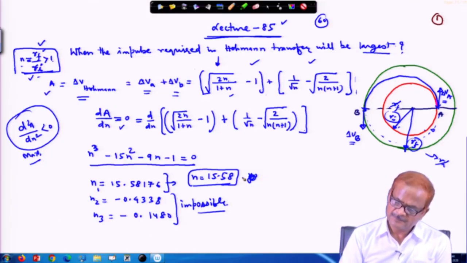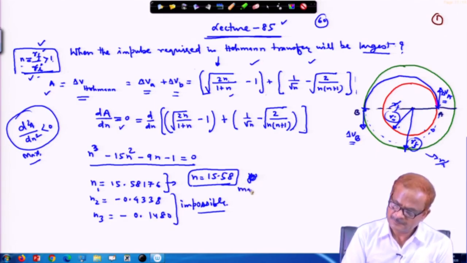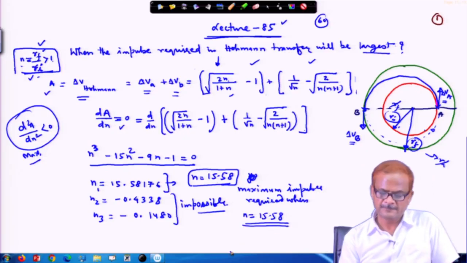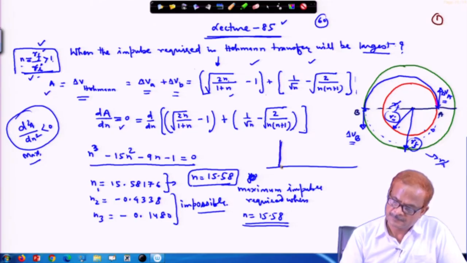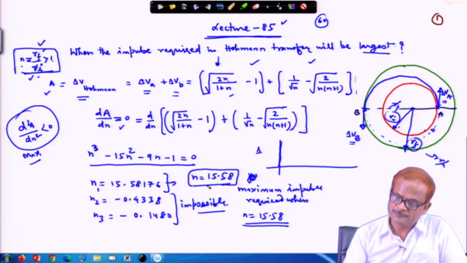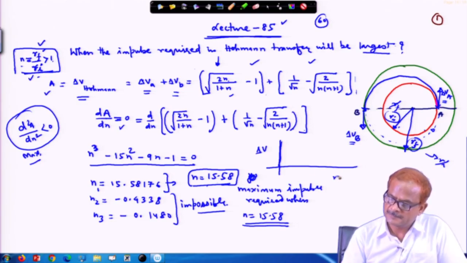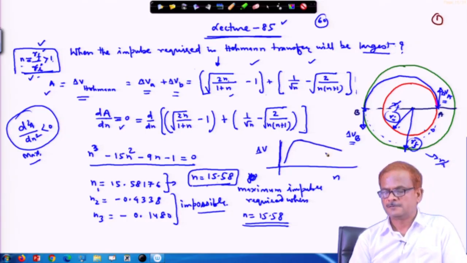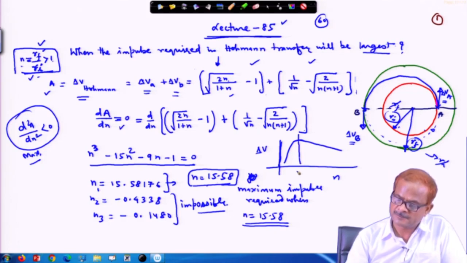Okay, so with this we get the extremum, or the maximum impulse required, when n equal to 15.58. The rest will be less than the value corresponding to this. So, if we plot delta v against n, we will see that this graph looks like this. I will show you this graph later on. Somewhere you get your maxima, which corresponds to n equal to 15.58.